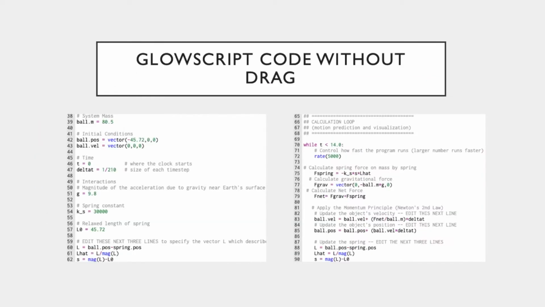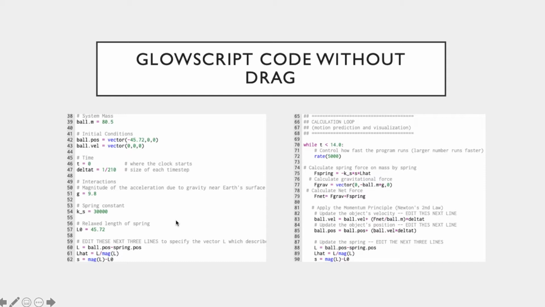And for our Go script code, without drag, we have our basic conditions. So we have our ball mass, our ball position, which we set as negative 45.72, which is 150 feet from the attachment point in the negative x direction. And then the ball velocity is 0 because we are at rest. Our constant, which is 9.8. Our spring constant, our relaxed length of the spring, which is our 150 feet. And then we have these next three lines to update the spring.